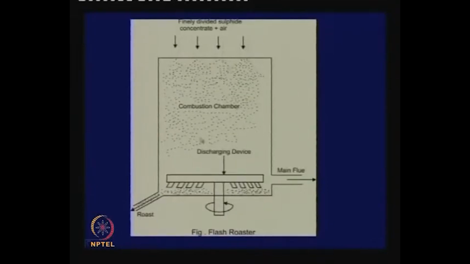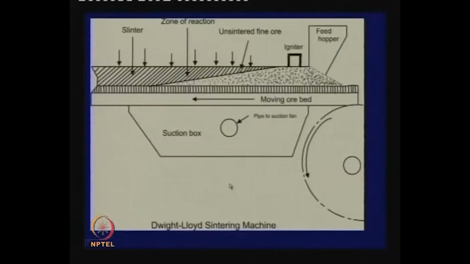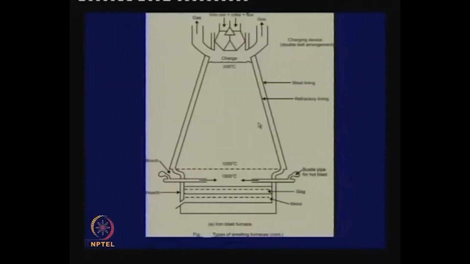So, the idea for a flash roaster came: instead of bothering about passing the sulfides from one hearth to another, why not just drop the concentrate and air from the top, and you get the calcine at the bottom. It can be done. Then there is a sintering machine where roasting also takes place in a continuous manner.